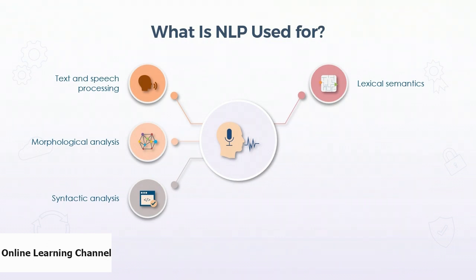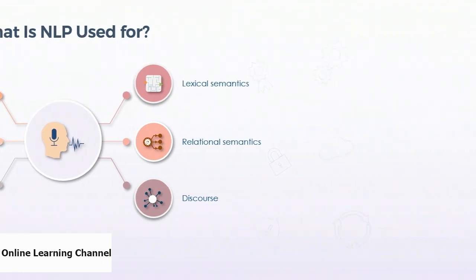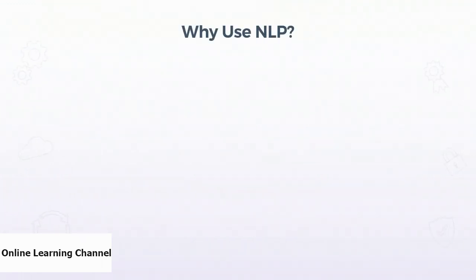Next, you can also use NLP to determine relational semantics. Relational semantics are about identifying relationships between entities in a sentence. For example, who's married to whom? And finally, NLP can be used to process discourse, meaning outside the bounds of a single sentence, what's being talked about? What's the overall mood of a conversation? What's the context here?